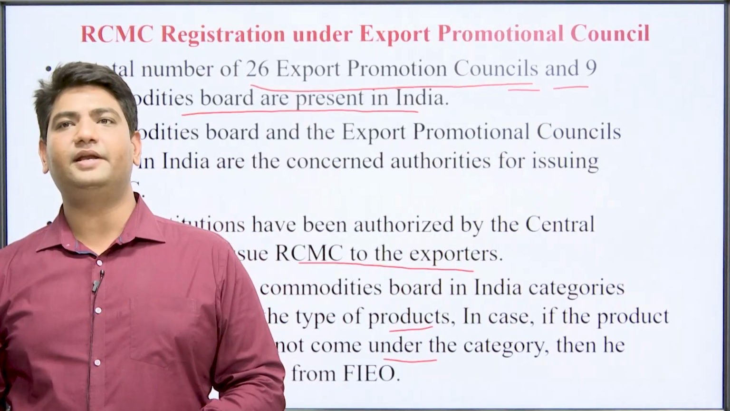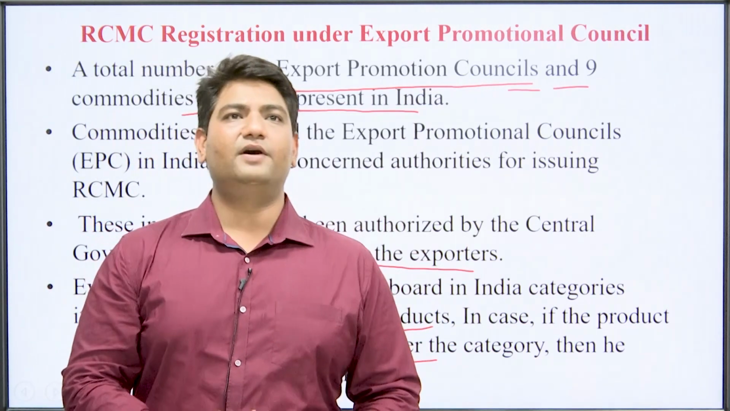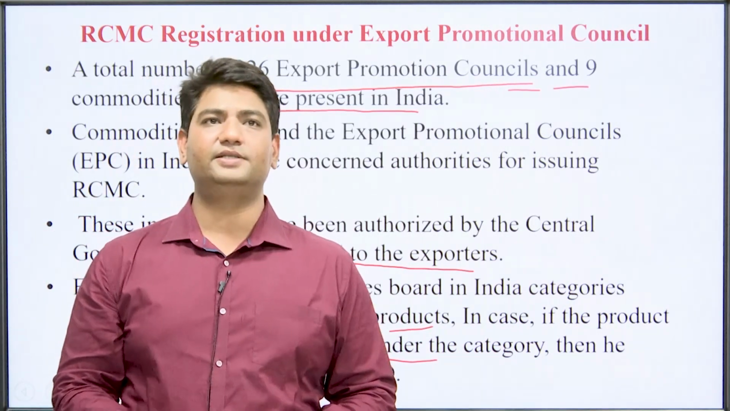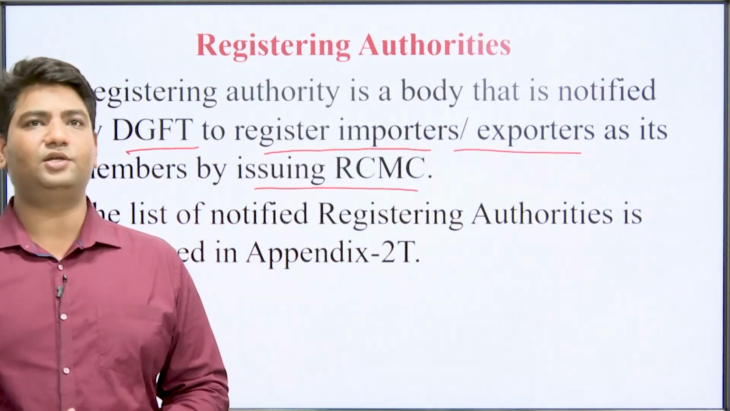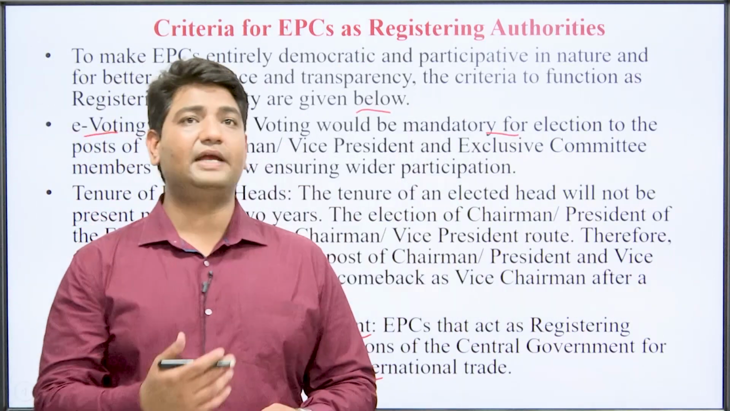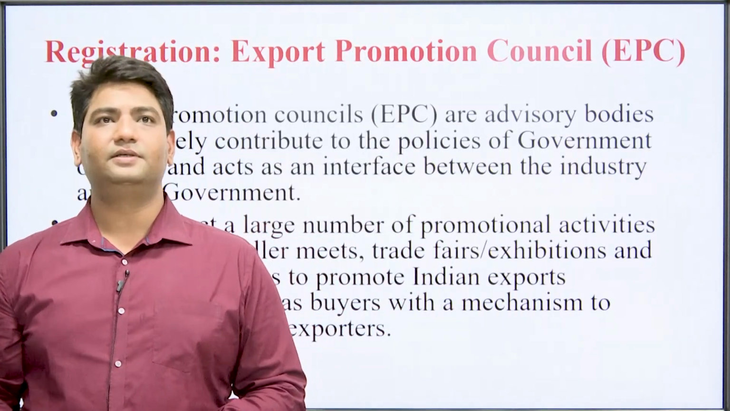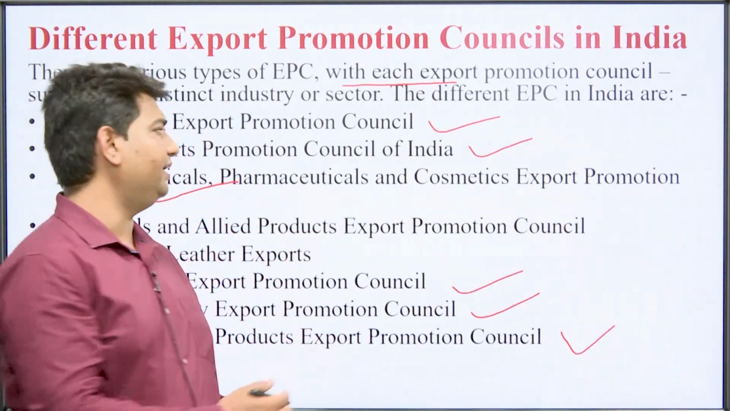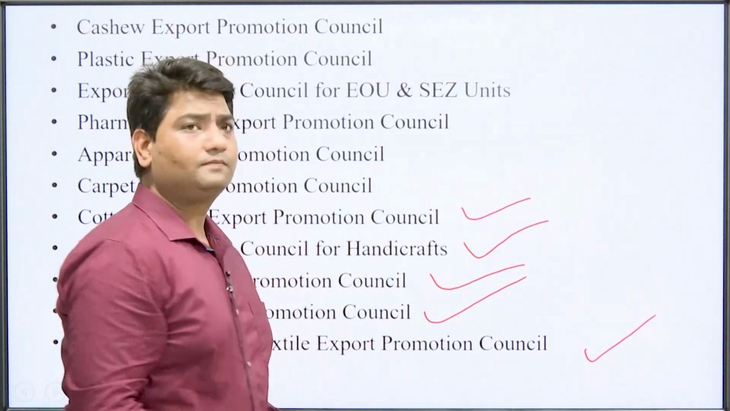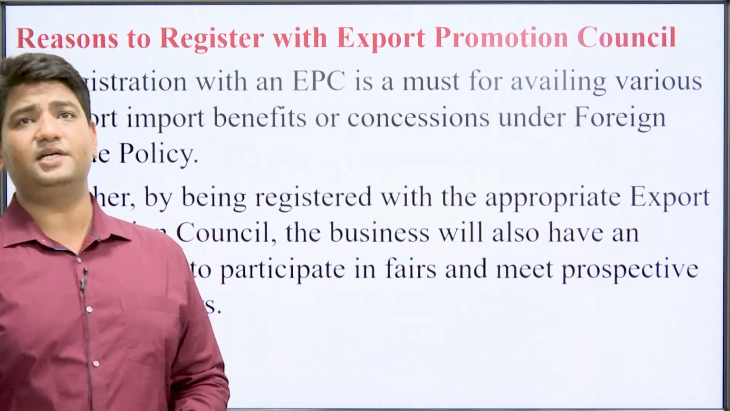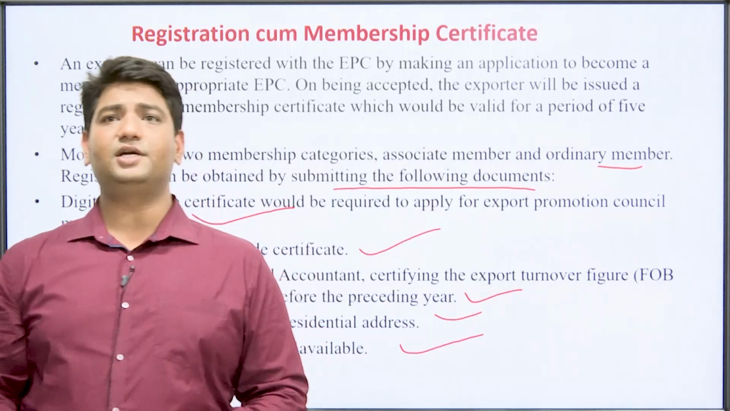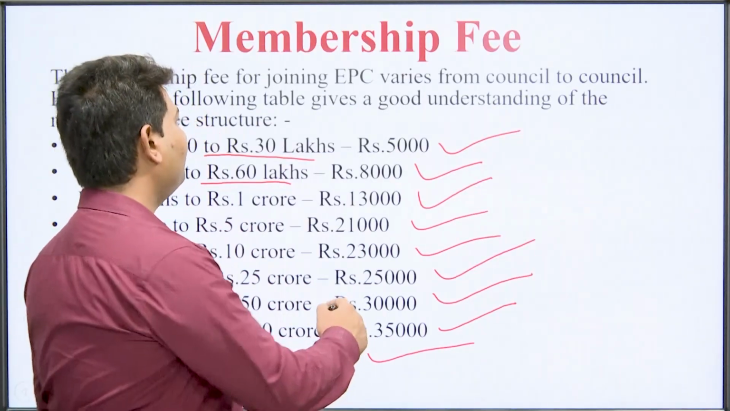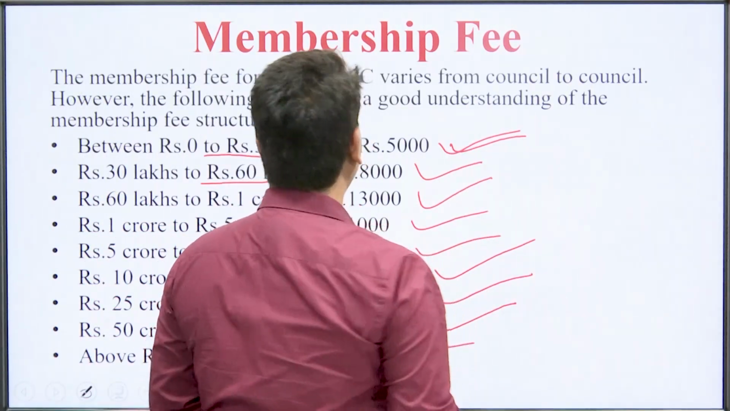RCMC registration under EPC. Here we covered that there are a total of 26 export promotion councils and 9 commodity boards present in India. We covered registering authorities, criteria for EPC as registering authorities, and the different export promotion councils in India, what they are, reasons to register with an EPC, how the registration cum membership certificate is prepared, and what the membership fees are for availing it.